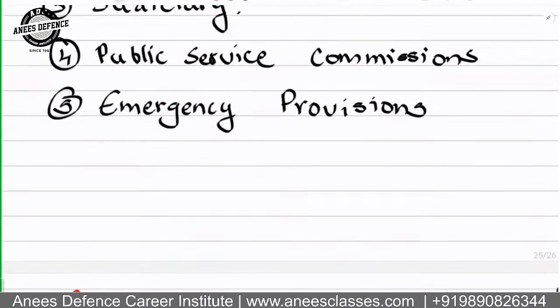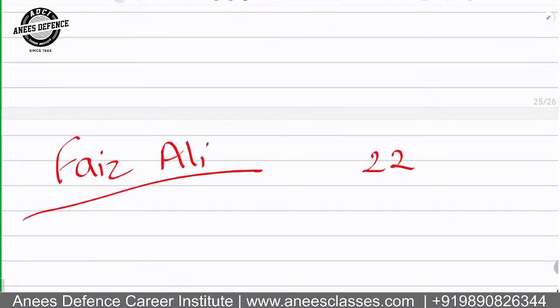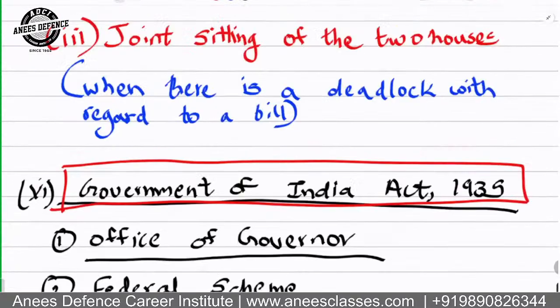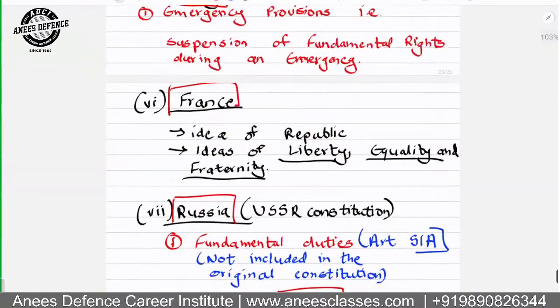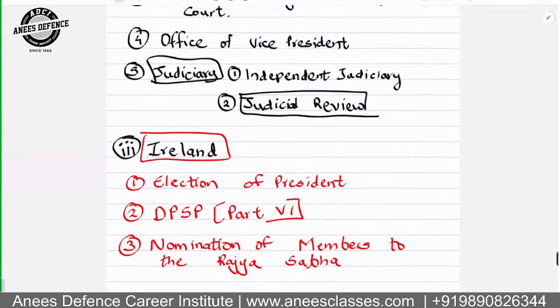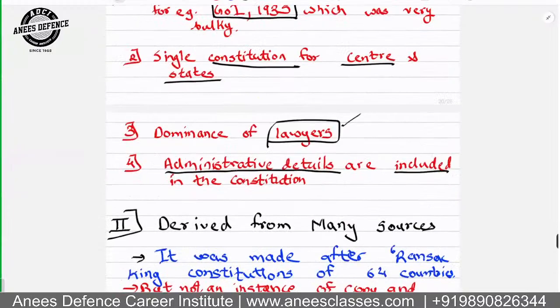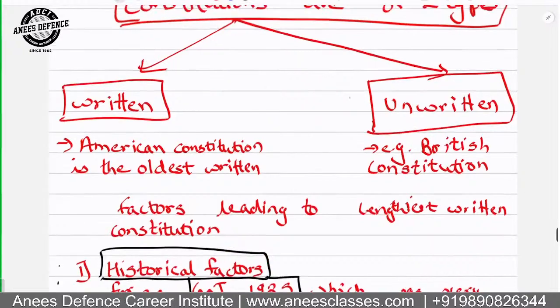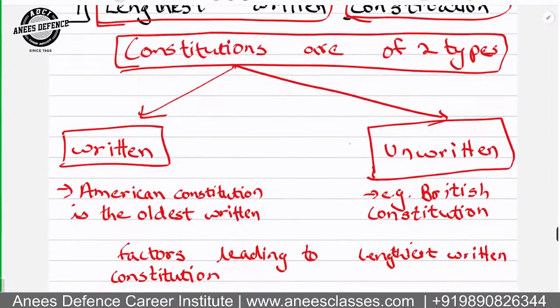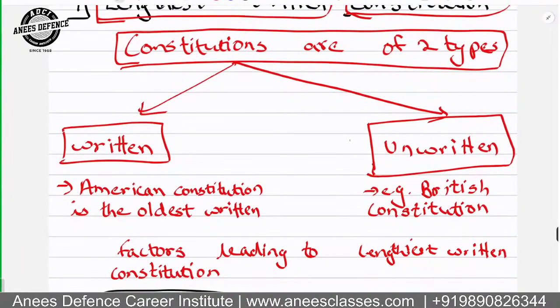22/11/2023. First of all, let us give a very brief recalling of what we had done yesterday. Yesterday we had started with the salient features of the Constitution. Then we covered three major points: that it is the lengthiest written constitution. Then we had seen that constitutions are divided into two parts: written and unwritten.